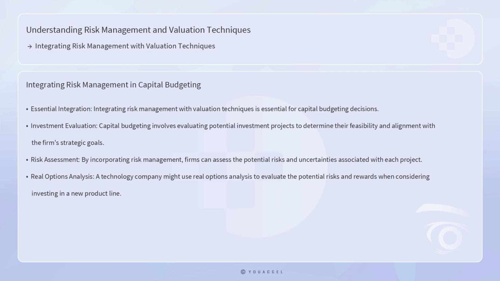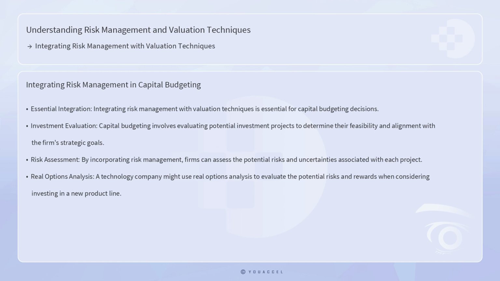Furthermore, integrating risk management with valuation techniques is essential for capital budgeting decisions. Capital budgeting involves evaluating potential investment projects to determine their feasibility and alignment with the firm's strategic goals. By incorporating risk management, firms can assess the potential risks and uncertainties associated with each project, such as technological changes, regulatory shifts, or competitive dynamics.